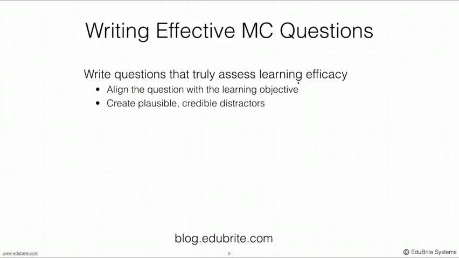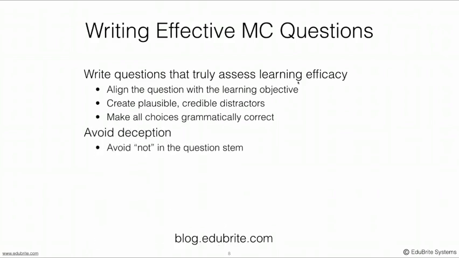Create plausible, credible distractors. So don't make it obvious that a choice is incorrect, partly due to it not making grammatical sense with the stem and not having the right subject-verb agreement, for example. You want to avoid "not." So, which of these is not an adjective?